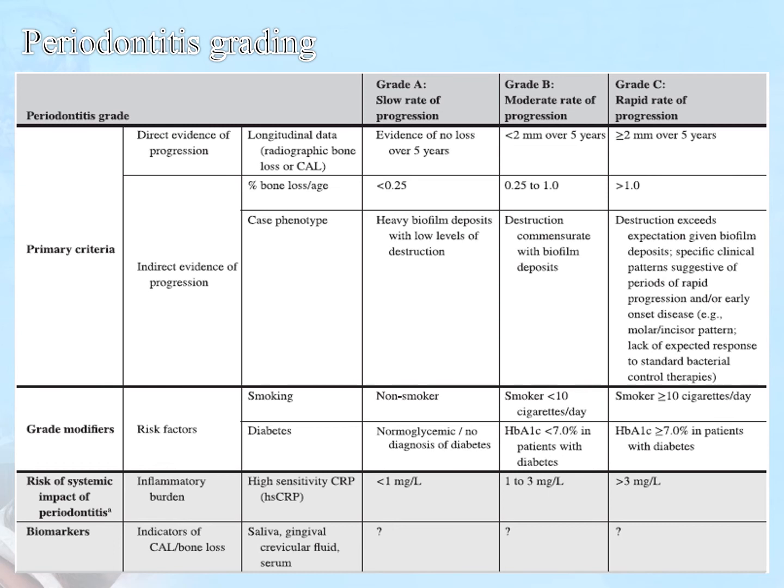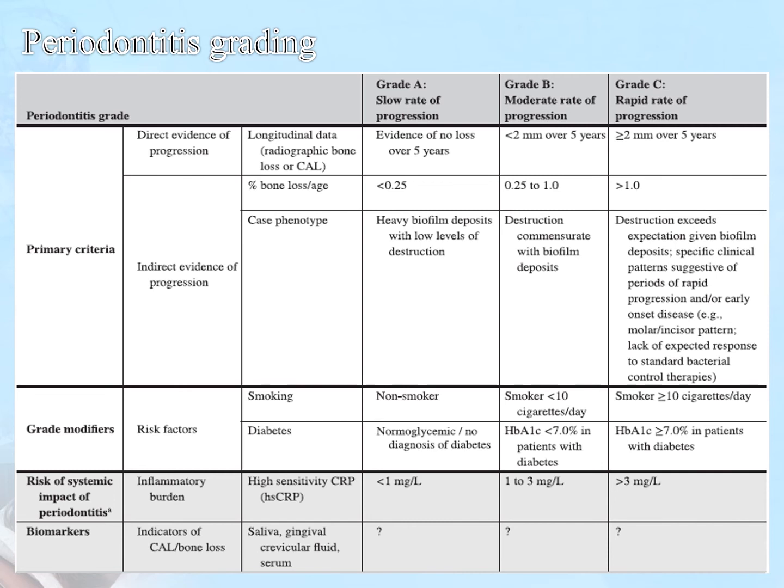If you are not able to find it with this also, you have another category called the case phenotype. That is based on how much local factors he is having. So supposing the person has a high amount of local factors but very low levels of destruction, then he is said to be a slow rate of disease progression person. But if the destruction as well as the amount of deposits present in the mouth are equal, then he is a moderate rate of disease progression person.